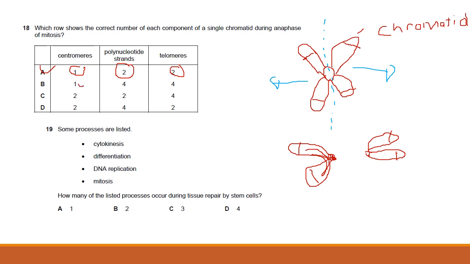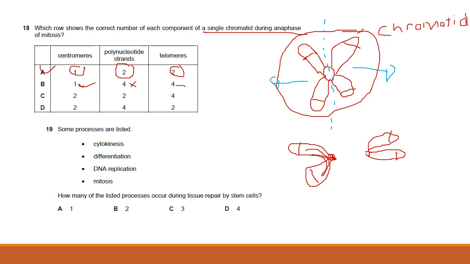So remember, it's asking you about a single chromatid during anaphase. It's not asking you for a single chromosome. This whole thing here is a chromosome. A chromatid is a different story entirely, okay? It's half of a chromosome. So centromere, you would have 1. Polynucleotide strands, you won't have 4 because you only have 1/2, so it would be 1 and 2.